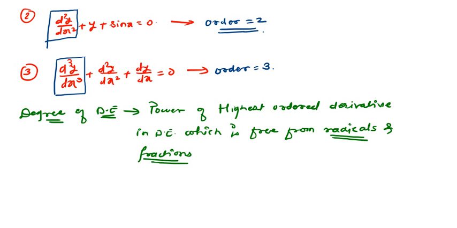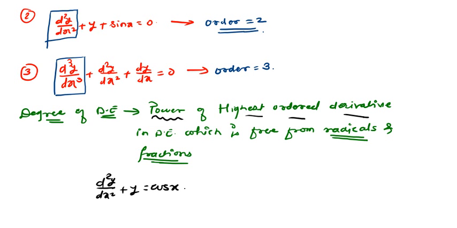Okay, so this is the definition for the degree of the differential equation. For example, I will take this as d2y by dx square plus y is equal to cos x. This is our differential equation and the question is find the degree of this differential equation. To find the degree, what is the definition? It is the power of the highest ordered derivative.